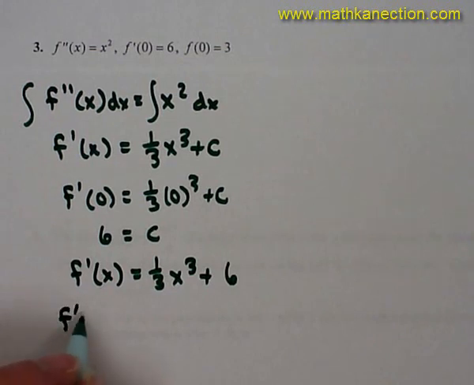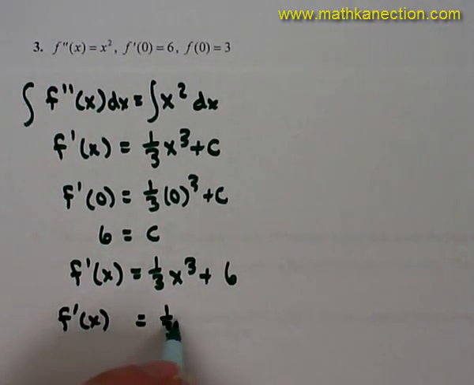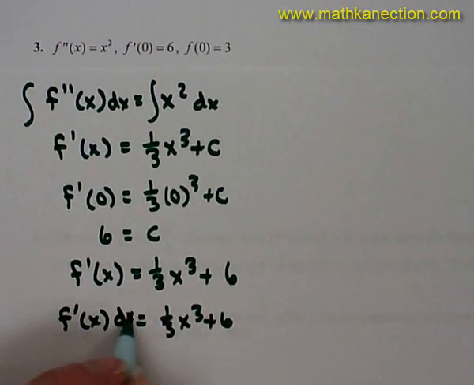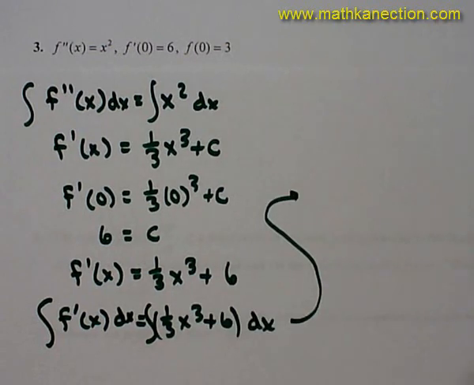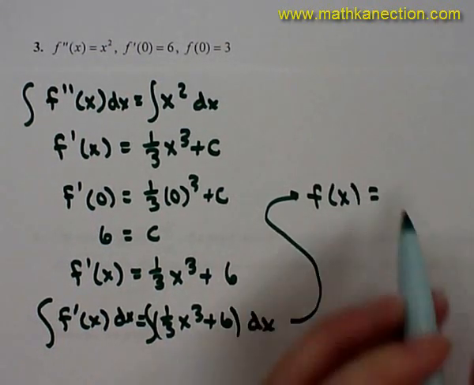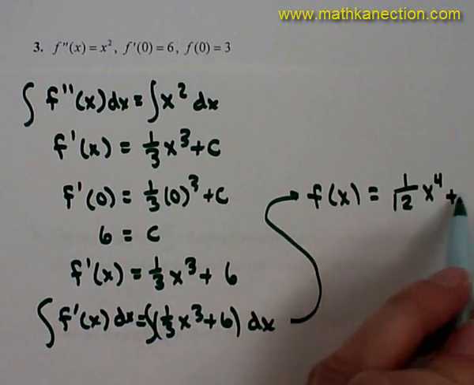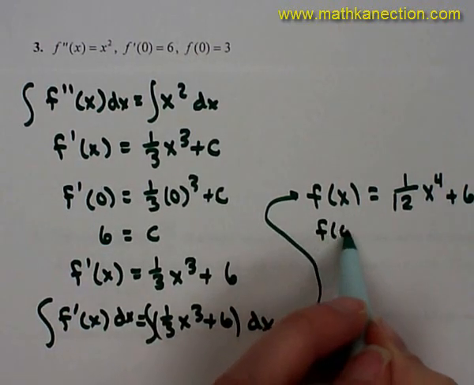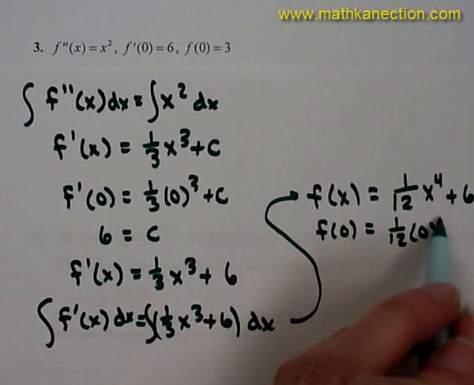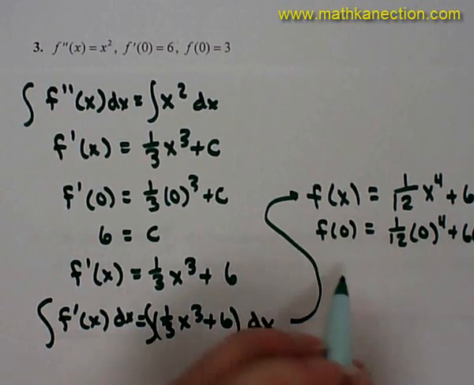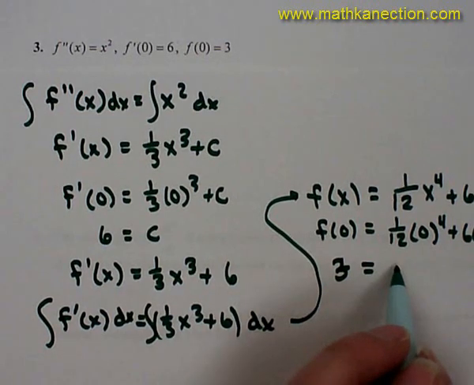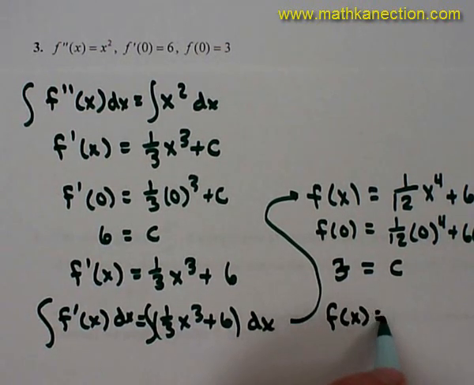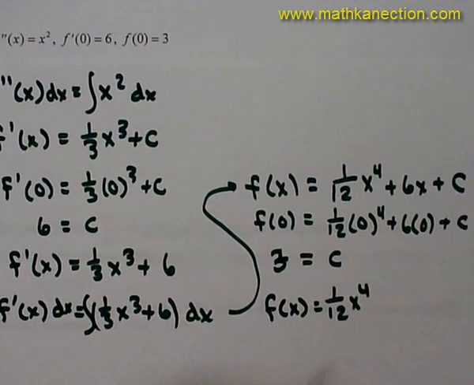We'll need to anti-derive again to get our f of x. So anti-deriving f prime of x, that's going to be f of x is equal to 1/12 x to the 4th plus 6x plus c. Using the initial condition, f of 0 is equal to 3, substituting in 0 for x, we'll go ahead and solve for c. So the value for c is going to be 3. And our particular solution is f of x is equal to 1/12 x to the 4th plus 6x plus 3.